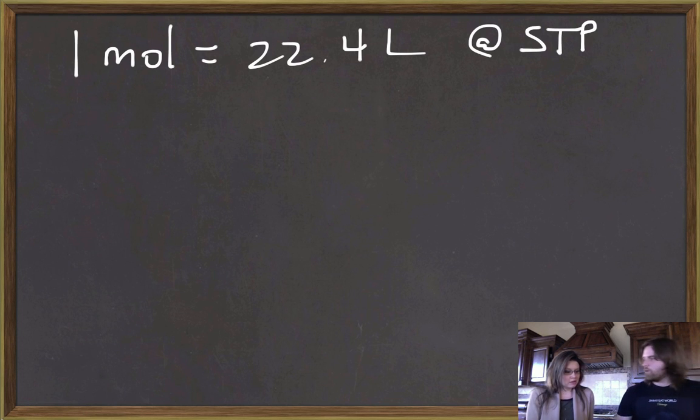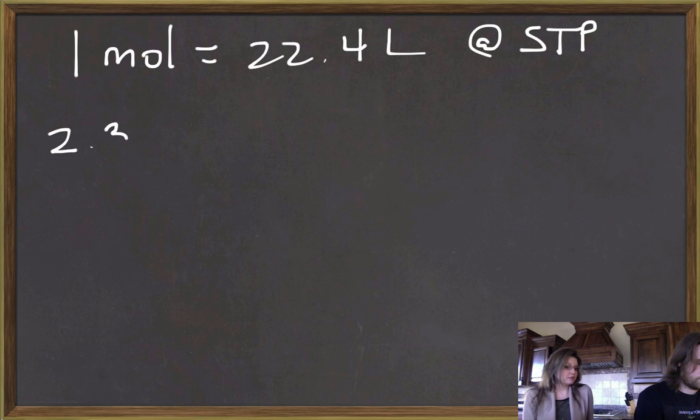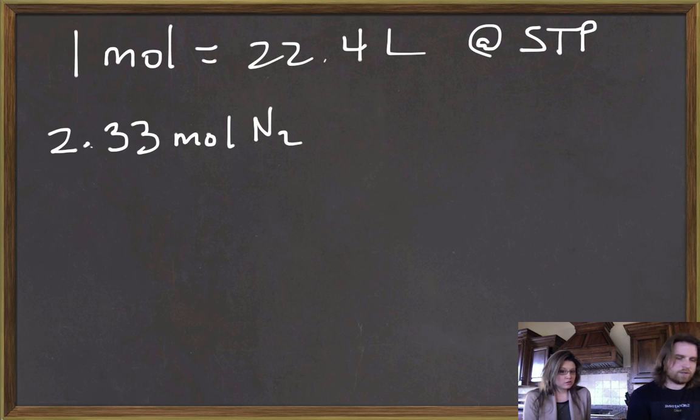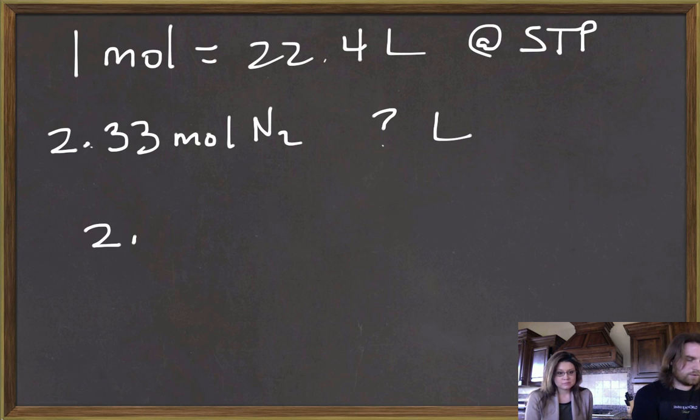All right. So if we have 2.33 moles of, let's say, nitrogen gas, 2.33 moles of nitrogen gas at STP, and I want to know the volume. Oh, we're setting up train tracks again. How many liters is that at standard temperature and pressure? Let's set up train tracks.